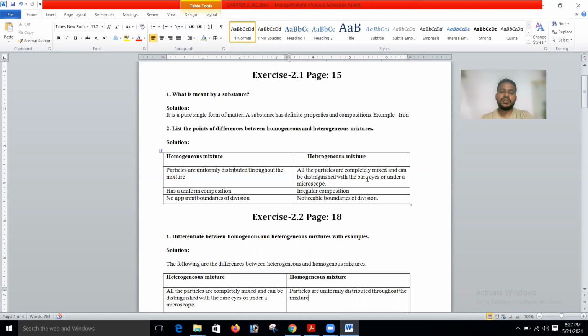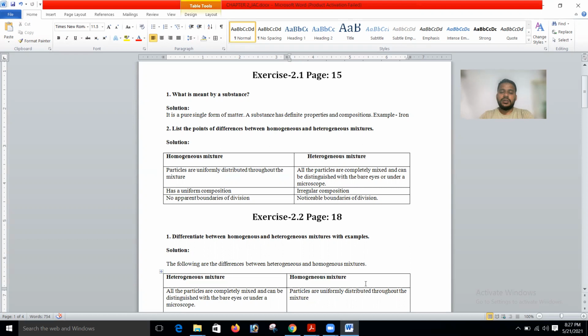As I have already told you, in case of a homogeneous mixture, you can give the example of salty water. If we mix salt with water, we cannot classify which portion is salt and which portion is water. That means it will form a homogeneous mixture, with no apparent boundaries of division. But in case of a heterogeneous mixture, we can easily see the boundaries of division. As I have already told you, if we mix oil with water, it will form a heterogeneous mixture, and we can easily differentiate the division between water and oil.